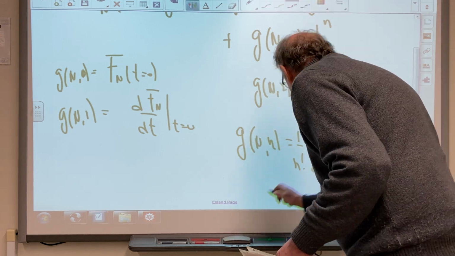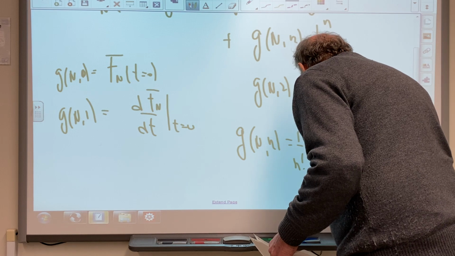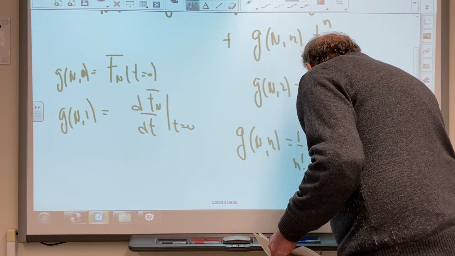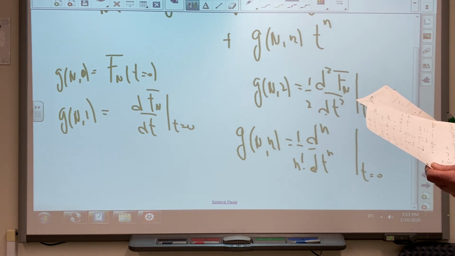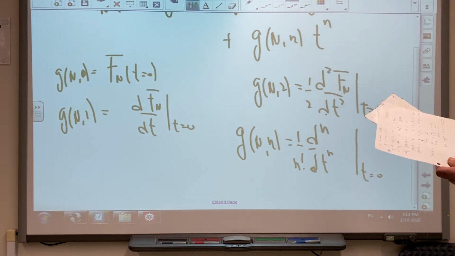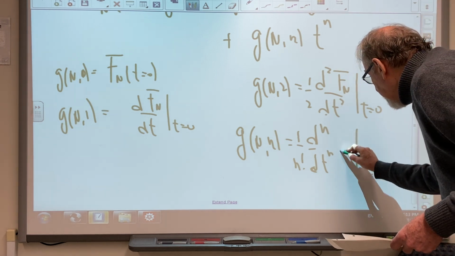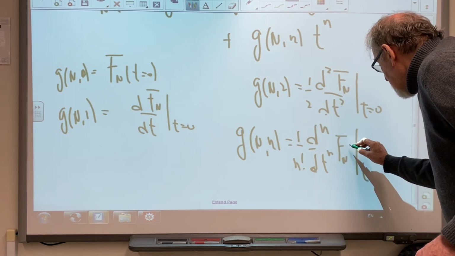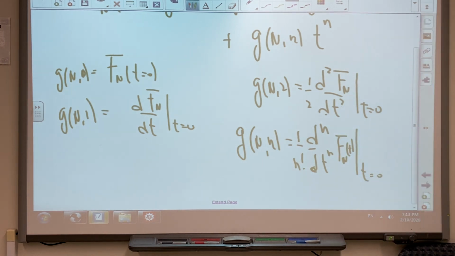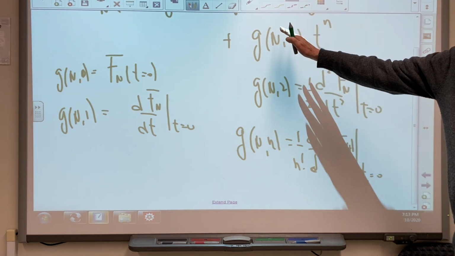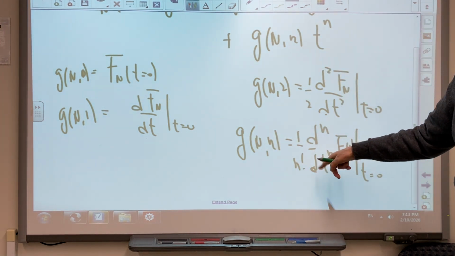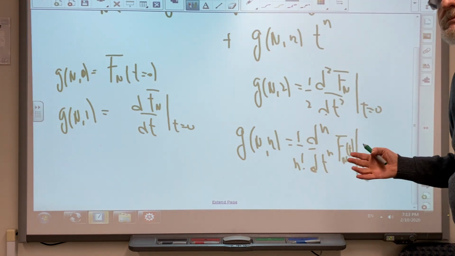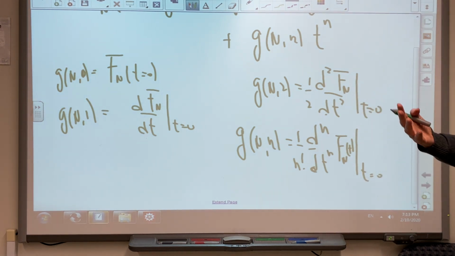d^n over dt^n, n times. Is that correct? Yeah, 1 over n factorial, the nth derivative of the function f of n of t at t equals 0. So you see, in principle, if you can calculate the function f of n, calculating what you want is an exercise of taking derivatives. You can tell me it's not a very pleasant way.